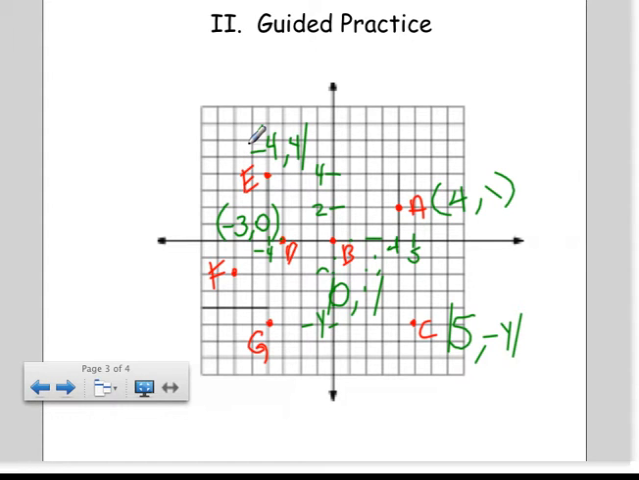F would have been at 1, 2, 3, 4, 5, 6, at negative 6, and my y value down 2 is at negative 2. That would have been F. Then last one, G, 1, 2, 3, 4, it's at negative 4 on my x-axis, so it would have been negative 4. And at 1, 2, 3, 4, negative 5 on my y-axis would have been negative 4, comma, negative 5.